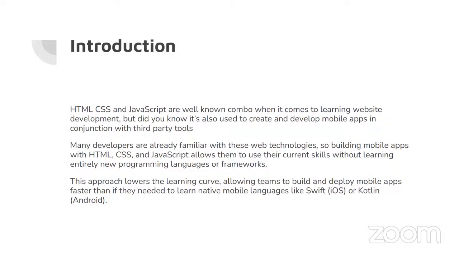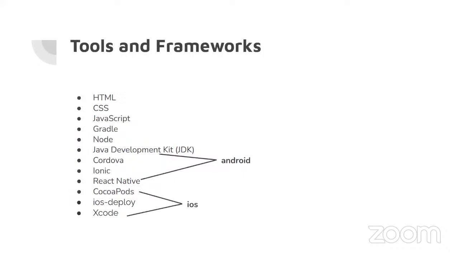But in this presentation, we're going to see how we can use HTML, CSS, and JavaScript to actually create a mobile app. So here are the tools and frameworks that we could use. Like I said, HTML, CSS, and JavaScript are very important. That is if you're making Android.